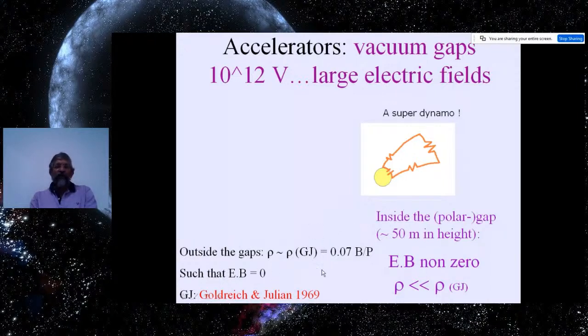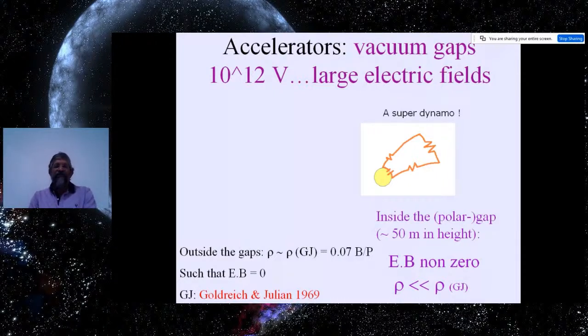It was shown by Goldreich and Julian that the magnetosphere is not a vacuum. The region of this cone about the magnetic axis is filled with charges, and in their charge-filled magnetospheric model, they had all the details, which I'm not going to go through, except to say that there is this accelerator in only certain regions.